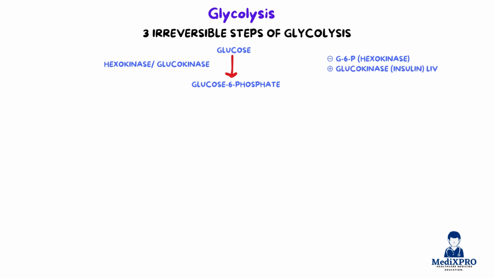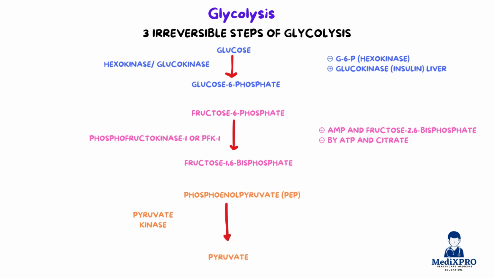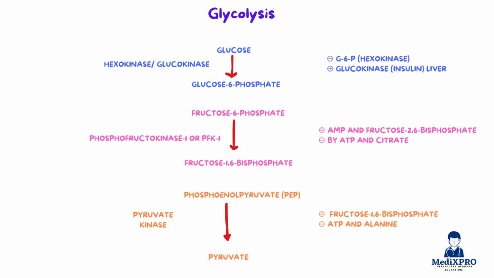Second, the rate-limiting step catalyzed by phosphofructokinase 1 or PFK1, which converts fructose 6-phosphate to fructose 1,6-bisphosphate. PFK1 is activated by AMP and fructose 2,6-bisphosphate and inhibited by ATP and citrate. And finally, pyruvate kinase catalyzes the conversion of phosphoenolpyruvate, PEP, to pyruvate. It is activated by fructose 1,6-bisphosphate and inhibited by ATP and alanine.